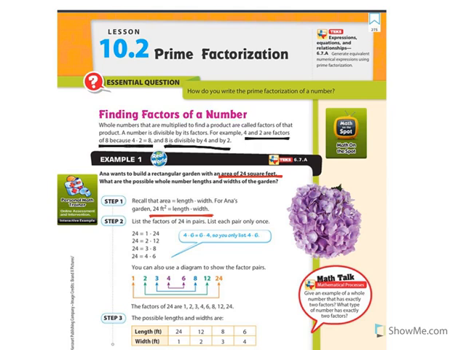So if we list all the factors of 24 in their pairs, then these are the possible lengths and widths for her garden. We have 1 times 24, 2 times 12, 3 times 8, and 4 times 6. They also show this using factor pairs, which means she could have a length of 24 and a width of 1, a length of 12 and a width of 2, a length of 8 and a width of 3, a length of 6 and a width of 4. So these are just regular factors of 24.